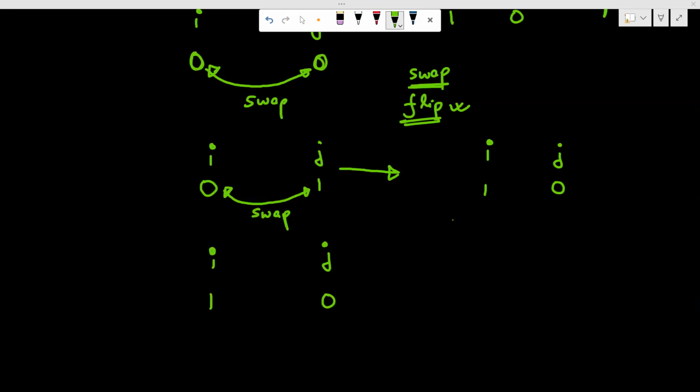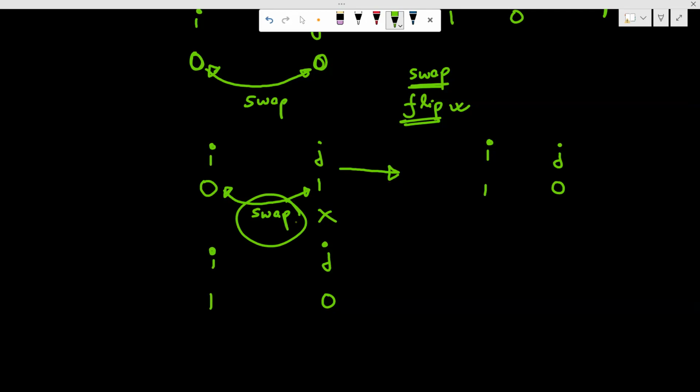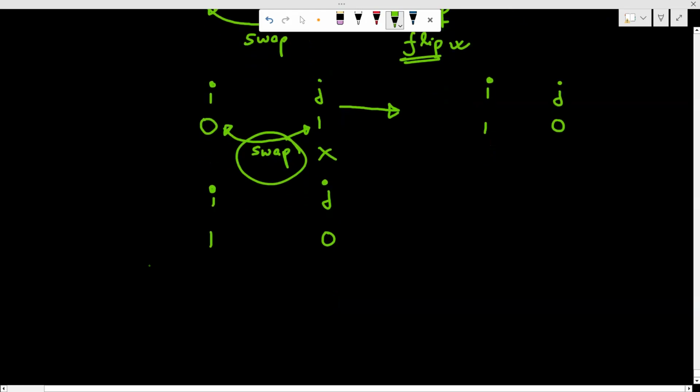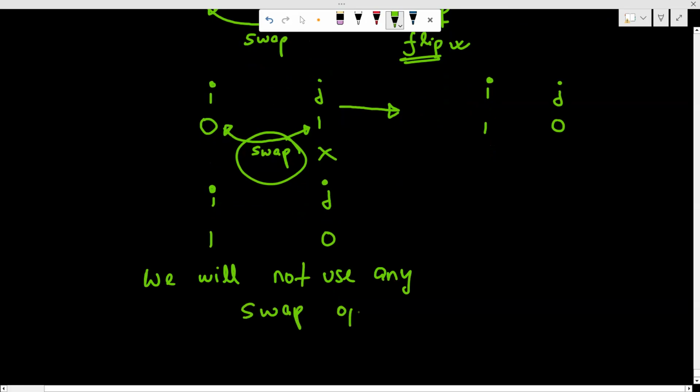So can I say that even if I don't have this swap operation, it would not affect my answer? Even if I don't use the swap operation even once, the answer will not be affected. Do you all agree? Anyone having doubt in this? So basically, we can say we will not use any swap operations. So it is clear till now, right?